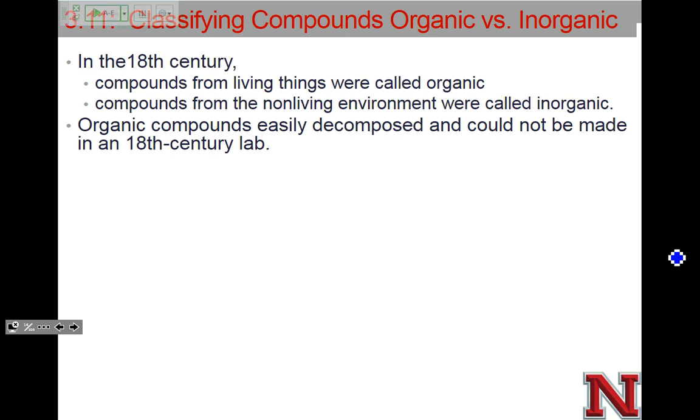We can make things that are found in living compounds in the lab all the time. For example, urea. The body produces urea. We can make urea in the lab. I can make a sugar in the lab. The body produces sugar.